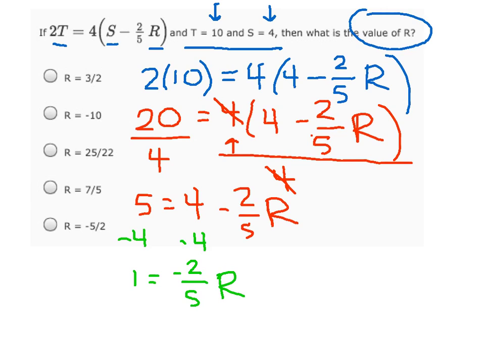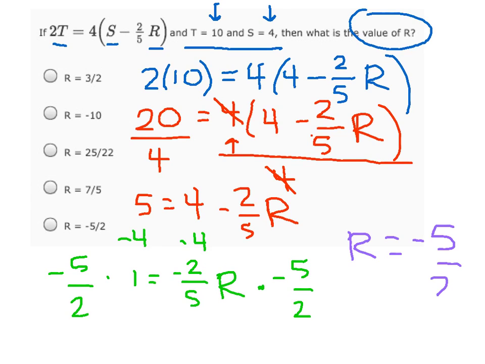Now, since we're multiplying by a negative 2/5, we want to divide by a negative 2/5. And if you remember, if you're dividing by a fraction, it's the same as multiplying by that fraction's reciprocal. So really, we can multiply each side by a negative 5/2. And that will leave us with r equals 1 times negative 5/2, which is just negative 5/2.